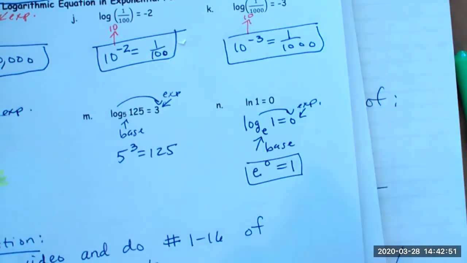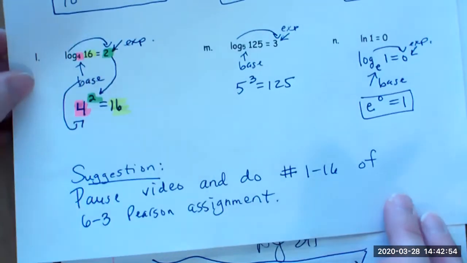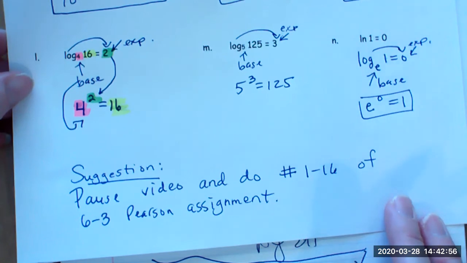Okay, so as I said, this is where I suggest that you pause the video and do numbers 1 to 16 of the 6-3 Pearson assignment, and that way you'll be able to break it up and not have to take too much information in at once. Okay, I'm going to continue, but I would suggest at this point that you pause the video. And then of course you'll finish the rest of them. There's 36 questions, so you'll finish 17 to 36 after you have completed the rest of the notes.